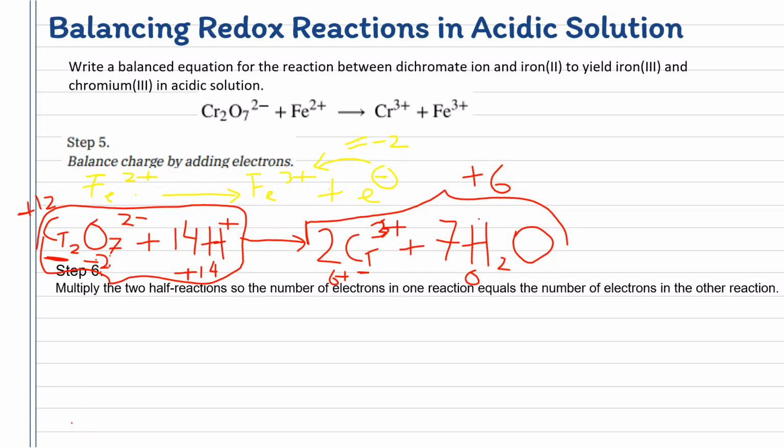This is plus 6. The charges are not balanced for the ones in red. So what can we do? What do you think we can do? Anybody? Think about it. This has plus 12. This has plus 6. We need to make them balance. They're saying that we balance charge by adding electrons.